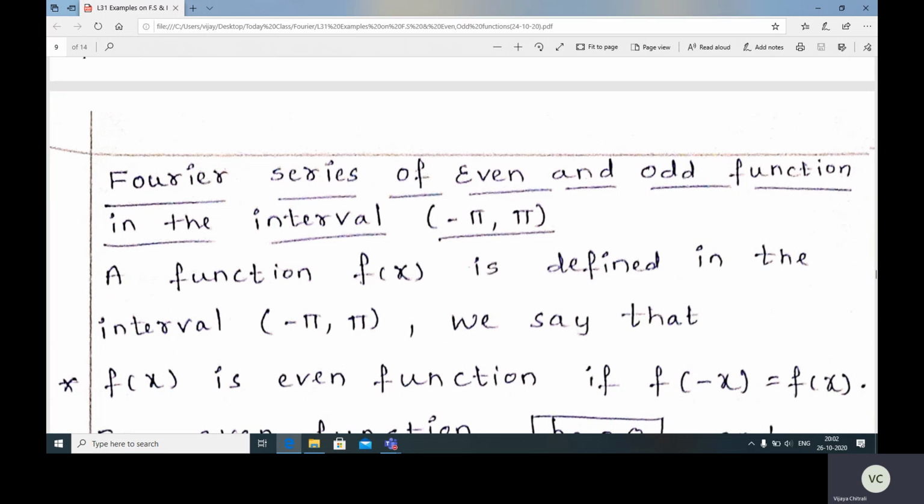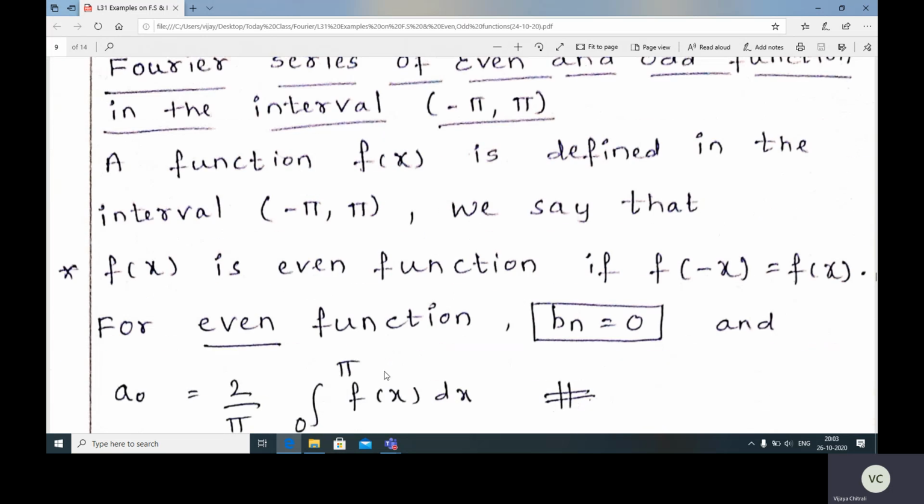So using these two properties, we'll define the Fourier series of even and odd functions in the interval minus pi to pi and in the interval 0 to pi. Today we'll discuss only the interval minus pi to pi. A function f of x defined in the interval minus pi to pi, we say that f of x is even if f of minus x is equal to f of x. Meaning, in place of x, substitute minus x in f of x. If you get plus f of x, it is an even function, and for an even function Bn will be 0. We need to find only A0 and An.